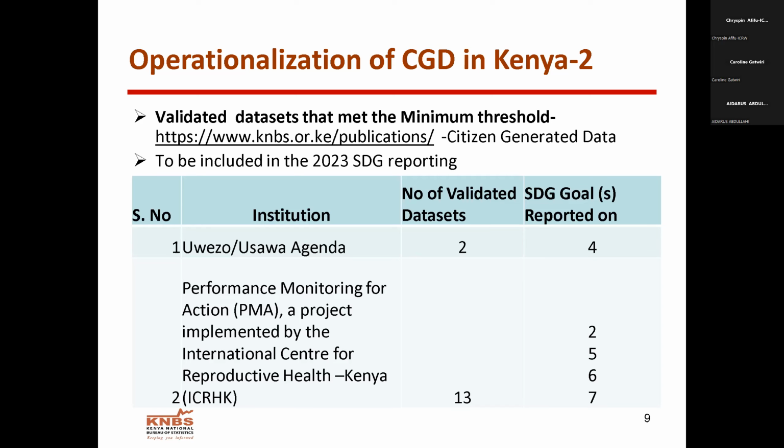So if you want to get the framework, it is under publications on our website. You can go to the KNBS website under publications. You get the CGD quality criteria, you get the Kenya Statistical Quality Assurance Framework, and we have also updated the SDG indicator framework for the year 2023. So that one you're able to get from our website.